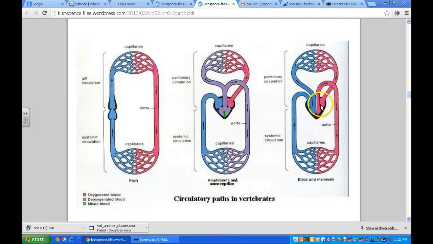heart. So basically, the circulation that goes out to the lungs, the pulmonary circulation, is one path, and the systemic, or blood going out to the body tissues, is another path. So that's two pathways for both the 3.5 and the four-chambered heart.